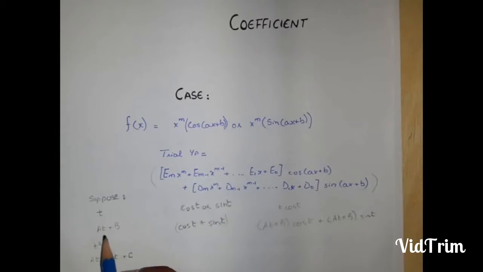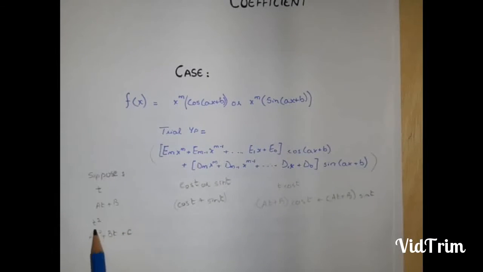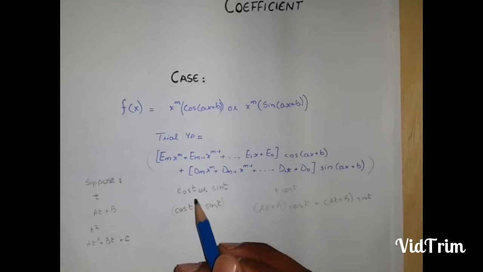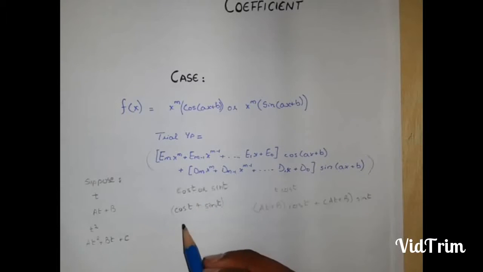Suppose you have a function t on your right hand side, then your trial yp will be at plus b, where a is any constant. If you have t square, then your trial yp will be at square plus bt plus c. And if you have cos t or sin t, in both cases you write cos t plus sin t.